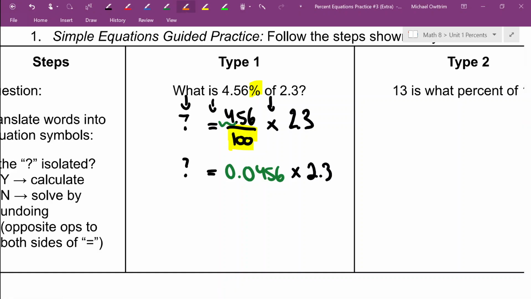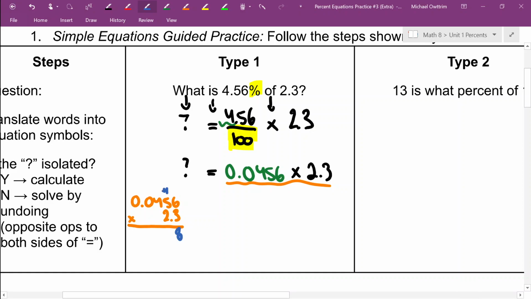Now we're going to finish up by actually long multiplying those two numbers together. So we're going to take our 0.0456, we're going to multiply that by 2.3. Remember, when you long multiply decimals, you do not need to line up your dots. And now we're going to multiply each digit of the bottom by each digit of the top. So 3 times 6 is 18, or 8 carry 1. 3 times 5 is 15, plus 1 is 16, or 6 carry 1. 3 times 4 is 12, plus 1 is 13. And obviously 3 times 0 is 0, so I don't need to worry about the rest of those digits.